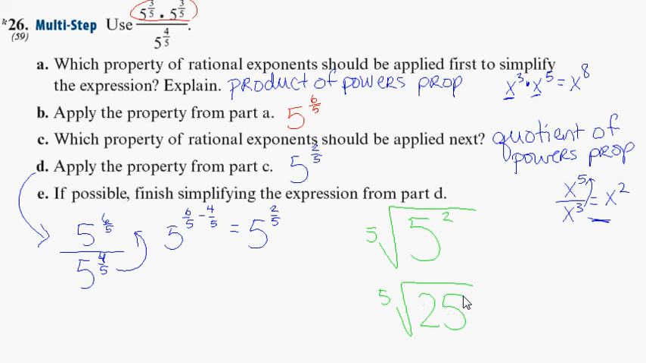Now, can you simplify that further? No, you can't, because there is no perfect 5th root of 25.